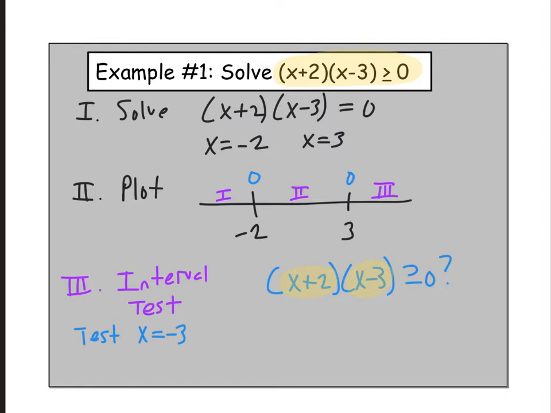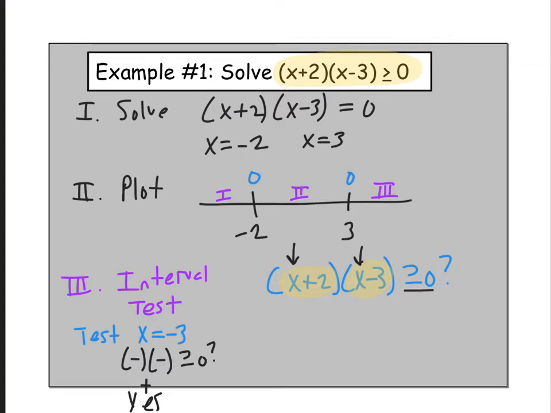Okay, so if x is negative 3, the first factor, x plus 2, is negative, because negative 3 plus 2 is still negative, and negative 3 minus 3 is still negative. So I just plugged the x value in there and in there, and I'm asking myself, is a negative times a negative greater than or equal to 0? A negative times a negative is positive, so it is greater than or equal to 0. So in this case, interval 1 works. When I say it works, I mean it is greater than or equal to 0.